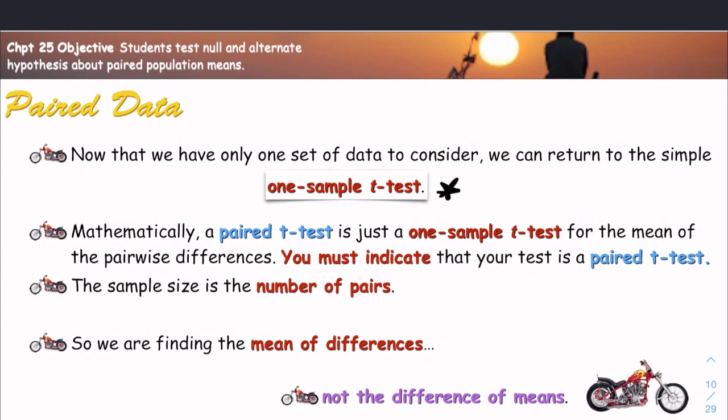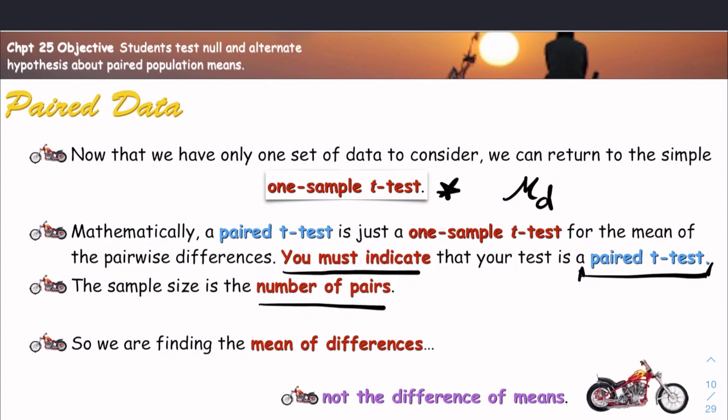So for this paired data, we're looking for the mean difference, not the difference of means. Mathematically, a paired t-test is just a one sample t-test for the mean of the pairwise differences. You must indicate that your test is a paired t-test when you're describing the test. When you're asked what test you're using, we're talking about a paired t-test. The sample size is the number of pairs, and we want to make sure that those are equal.